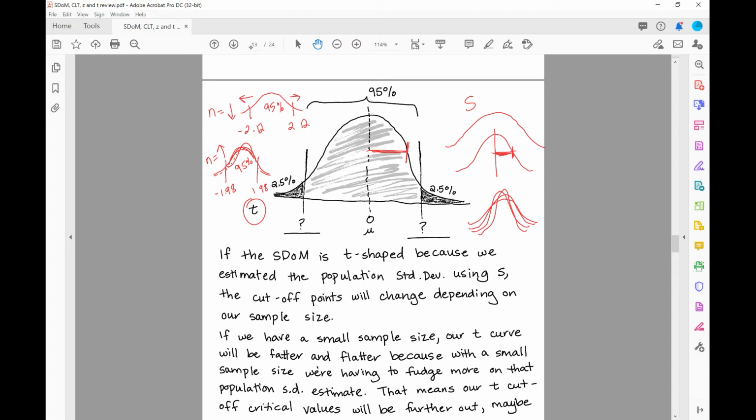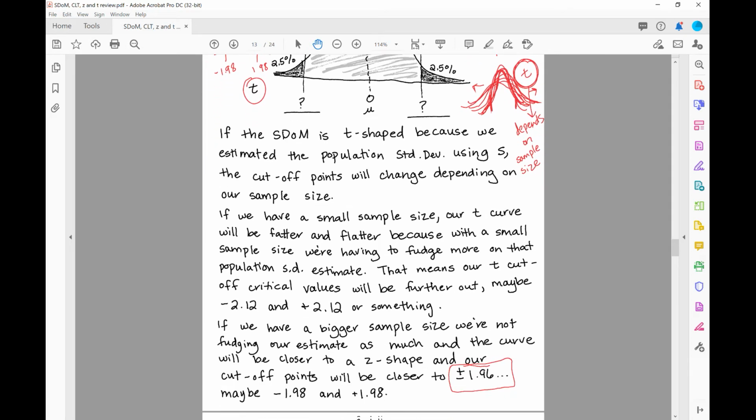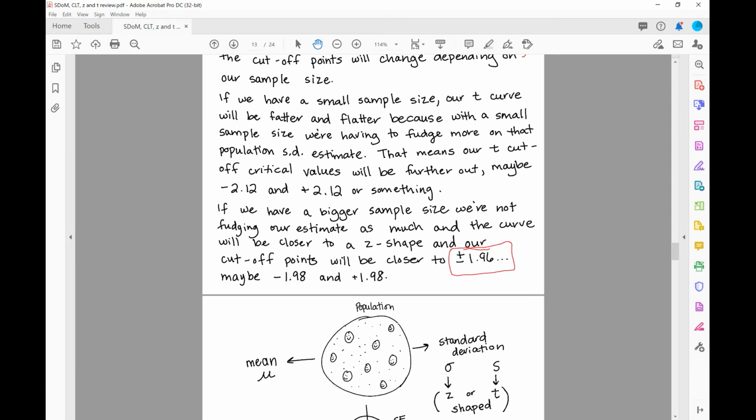But which T curve specifically, how fat it is, depends on how big our sample size is. If our sample size is small, it's going to be short and fat, and we've got to go further out to get 5%. If our sample size is big, it's more like a Z, and we don't have to go so far out. We get closer to that 1.96 cutoff. Hopefully that's making a little sense there.